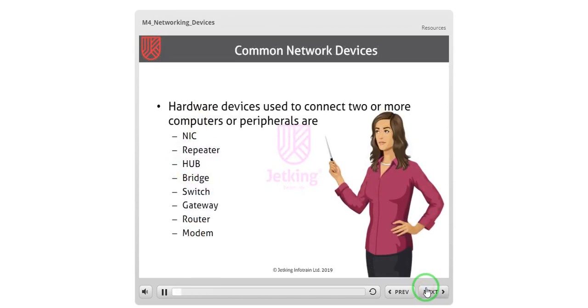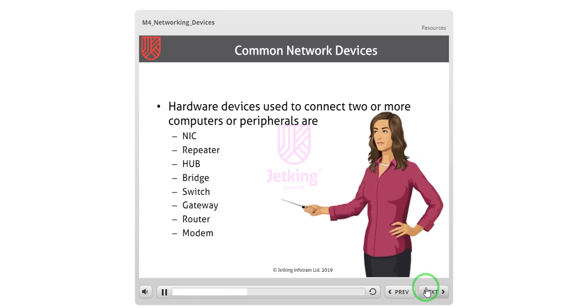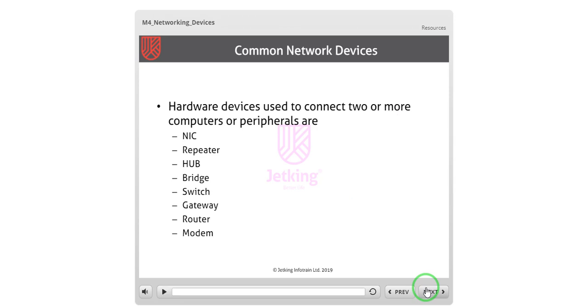There are certain hardware devices used within the network to connect two or more computers or peripherals such as NIC, repeater, hub, bridge, switch, gateway, router, and modem. The networking devices are actually designed to connect two or more computers through a data path. Apart from internet connectivity, these also help to share files. These devices also help to enable printers and fax machines sharing. These are all communicating network devices which create a way that connects all computers in the network.